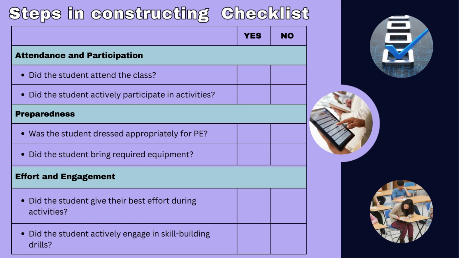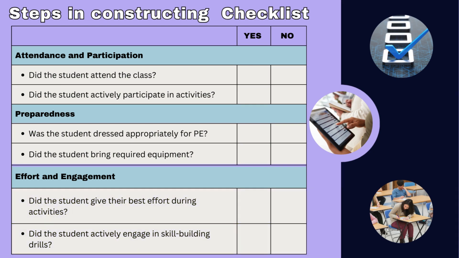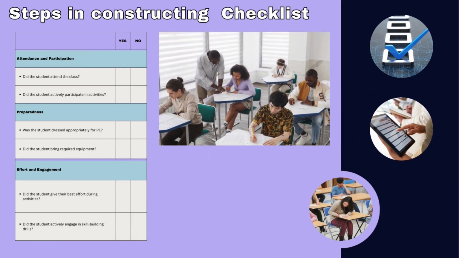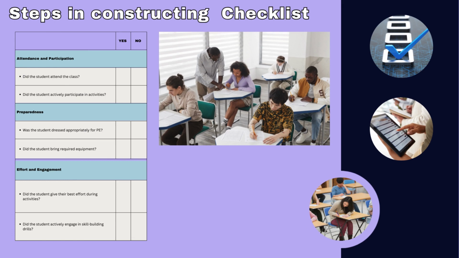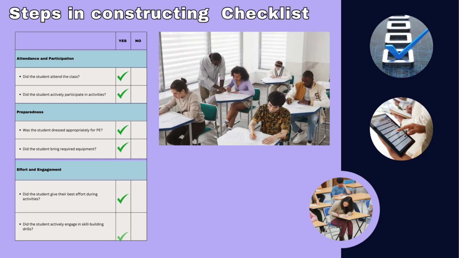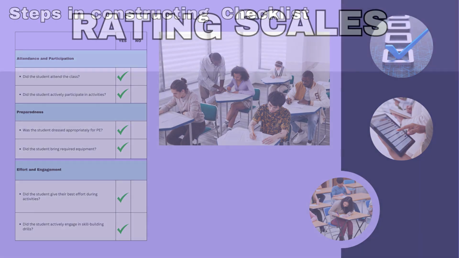Second, arrange the attributes. Once you have your list of attributes, organize them in a logical order. Think of it as creating a shopping list where each attribute represents an item you need to check off. Arrange them in a way that makes sense for your purpose. And third is student assessment. Now, involve students or whoever is using the checklist in the process. Provide the checklist to them and ask them to mark whether each attribute is present or absent.